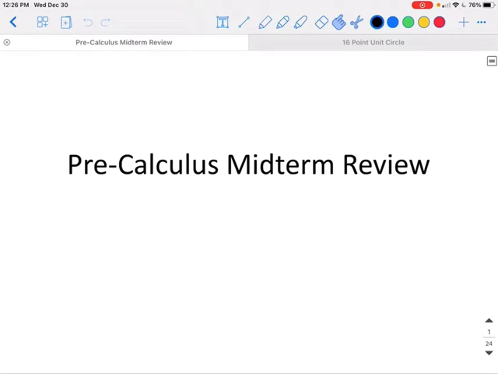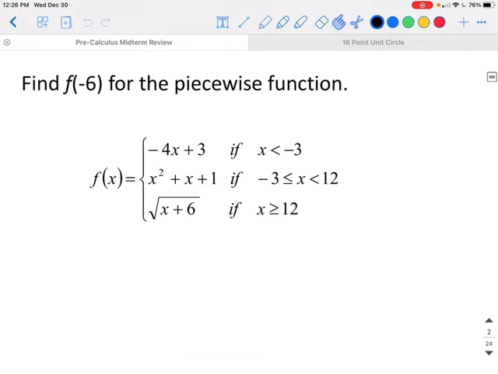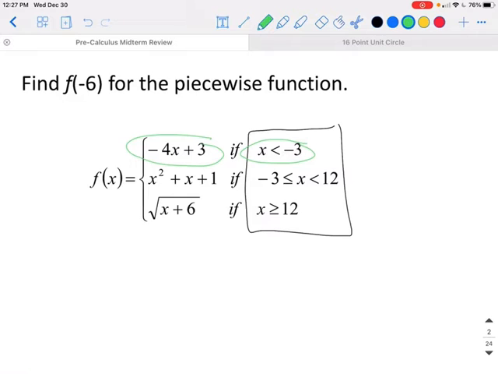This is the pre-calculus midterm review. We need to find the value of f of negative 6. Now we first need to look over here to determine which piece of the piecewise function we would substitute this in for. Since negative 6 is less than negative 3, we would substitute it into the first piece of the piecewise function. So we're going to do negative 4 times x plus 3.